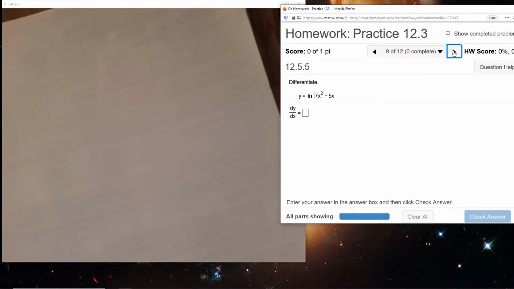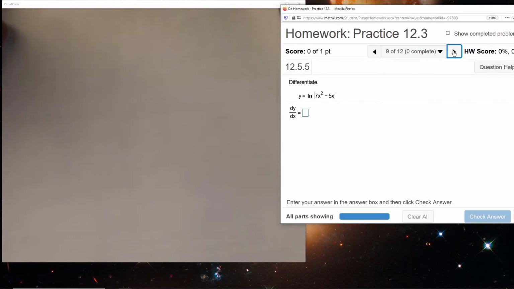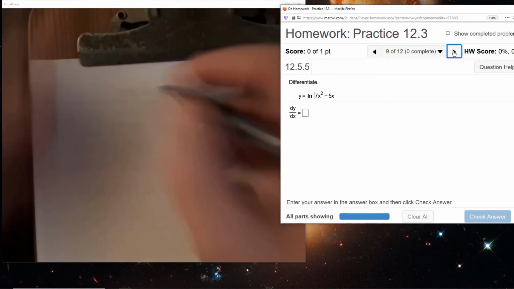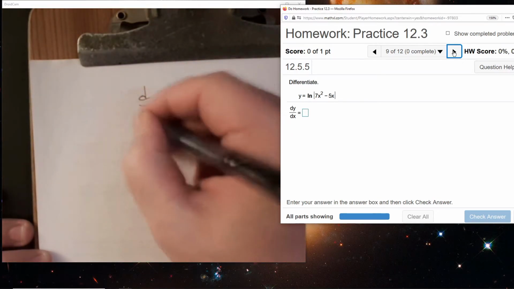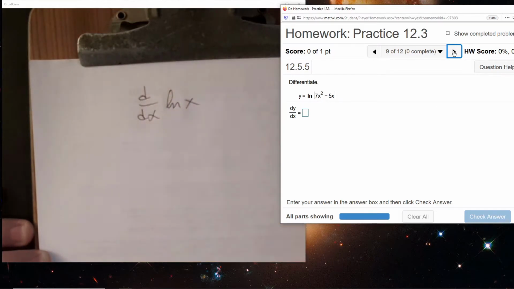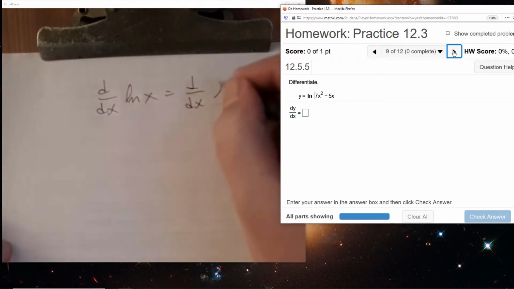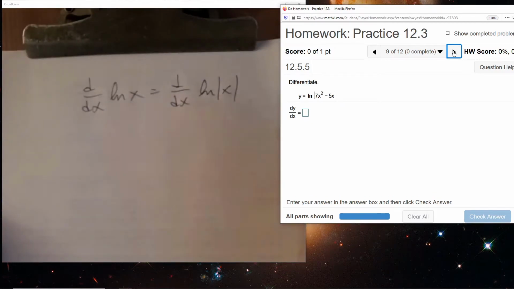So this one has the absolute value sign in it. And just in case you've forgotten, the derivative of log x is the same thing as the derivative of log of the absolute value of x. They're both 1 over x.